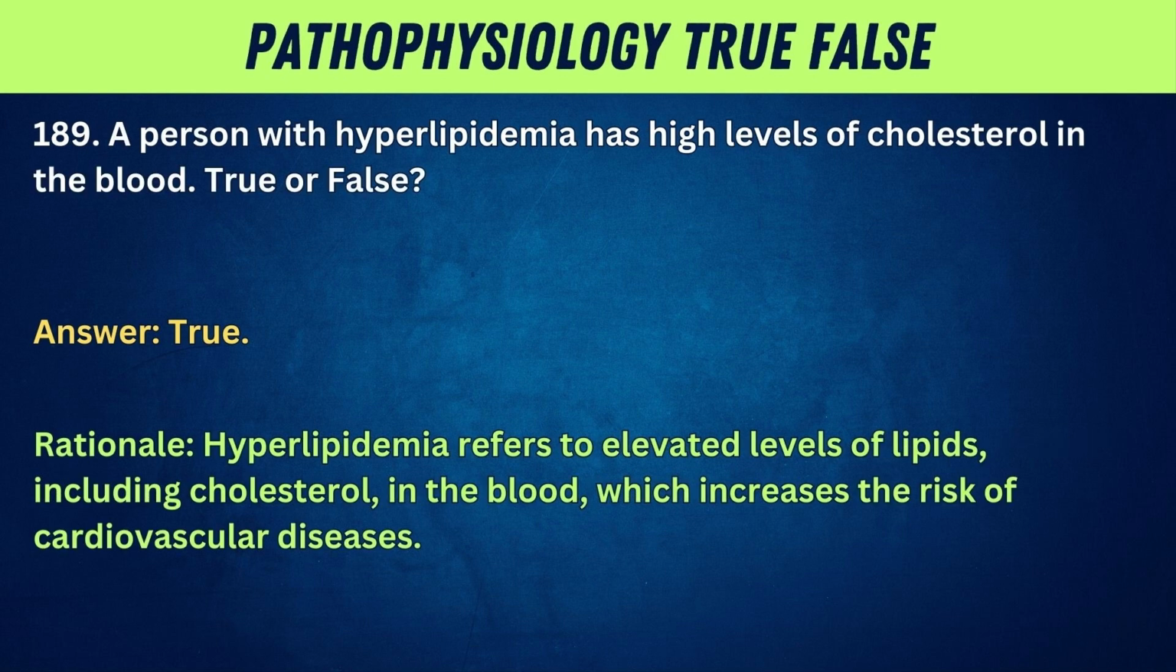189. A person with hyperlipidemia has high levels of cholesterol in the blood. True or false? Answer: true. Rationale: hyperlipidemia refers to elevated levels of lipids, including cholesterol, in the blood, which increases the risk of cardiovascular diseases.